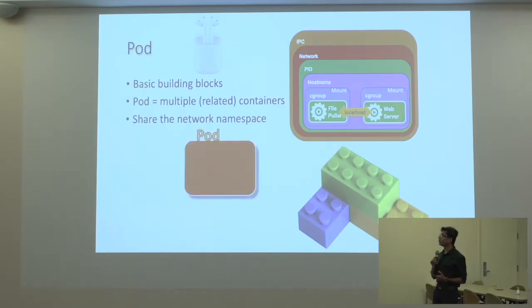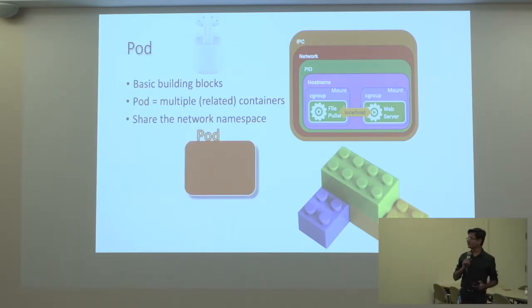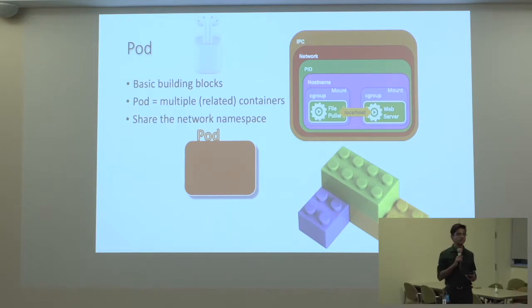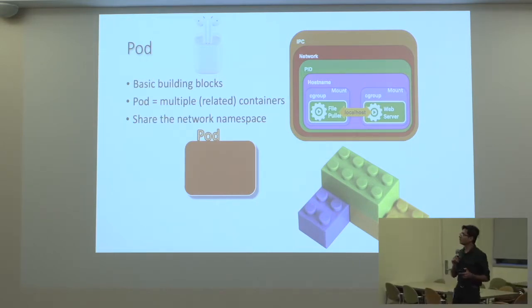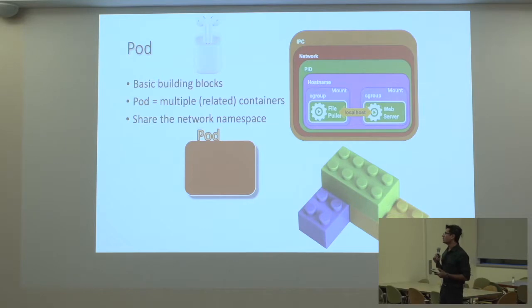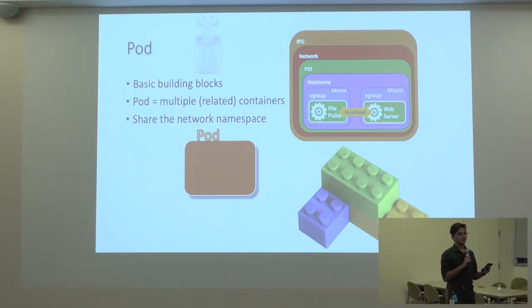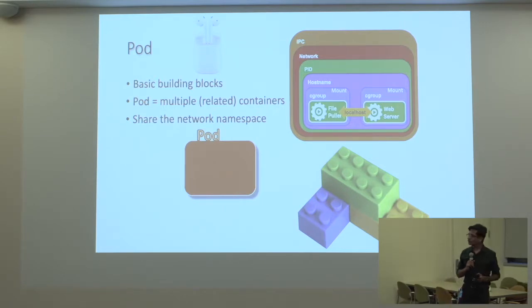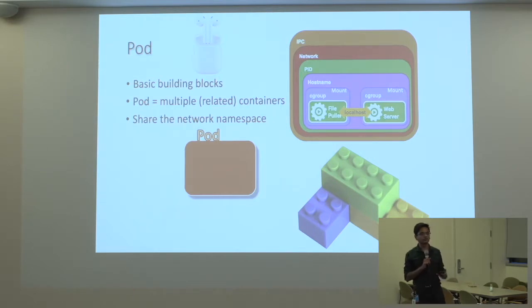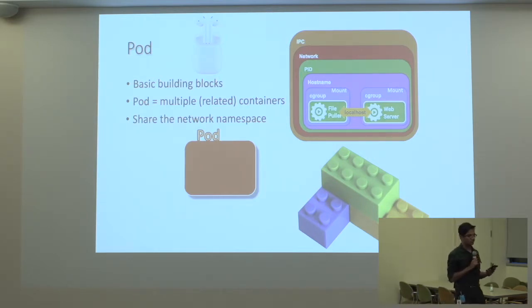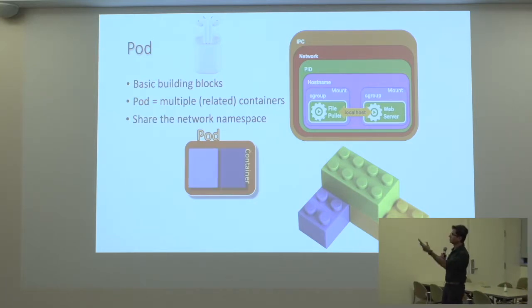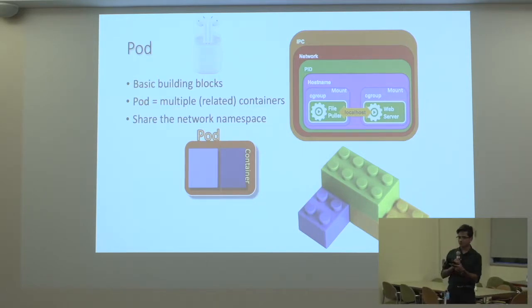For those who don't know, a pod, it's not an AirPod. In Kubernetes, it's a basic building block of how things are deployed, right? In a pod, there are multiple related containers, related here being the keyword. All the containers in a pod share a network namespace, so they'll have the same IP address. It kind of looks like this. The pod is the orange box and the containers are the blue ones.